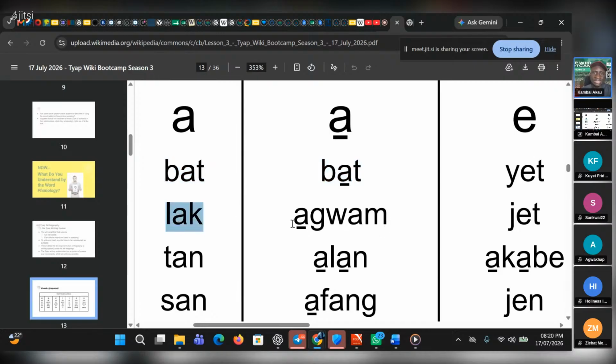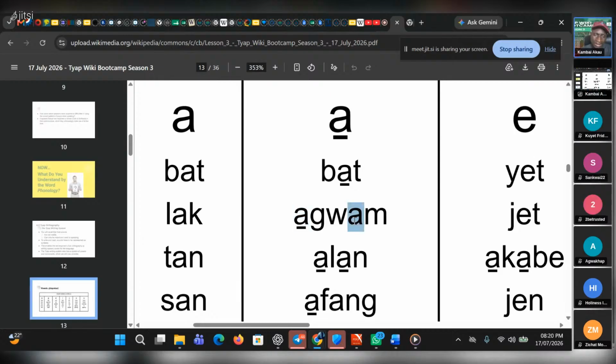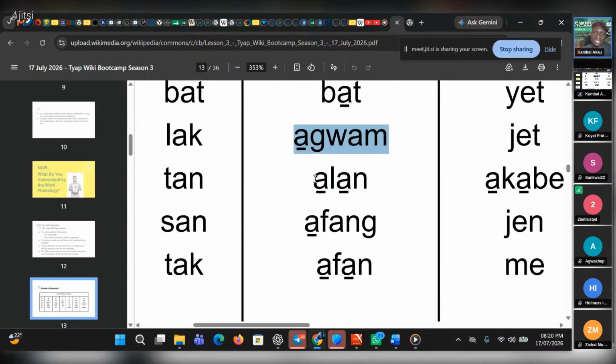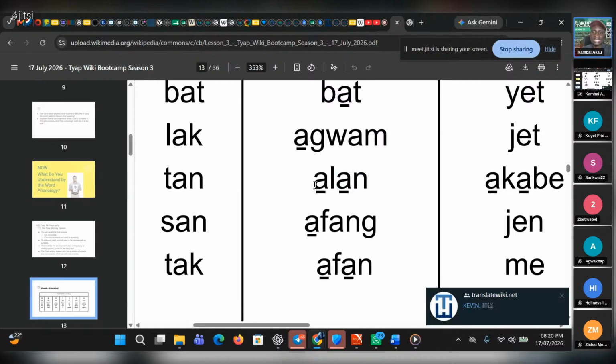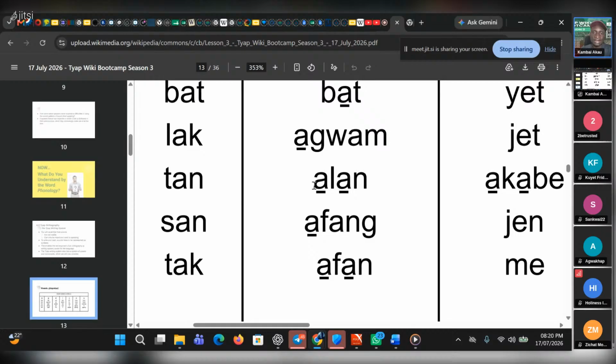This is lack. This is guam. When you have an underscore, it becomes a different sound, and when you don't have anything at all, it is guam. Then you have Ellen. This is what learn, Ellen, Ellen, learn. Okay, learn. Okay, so we have Ellen, an learn.